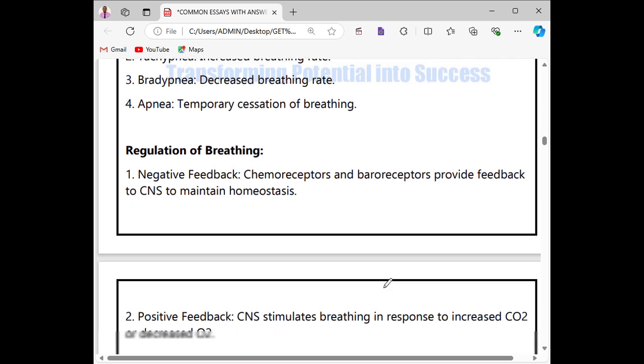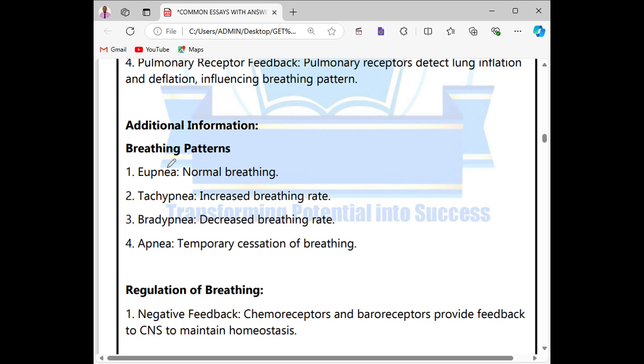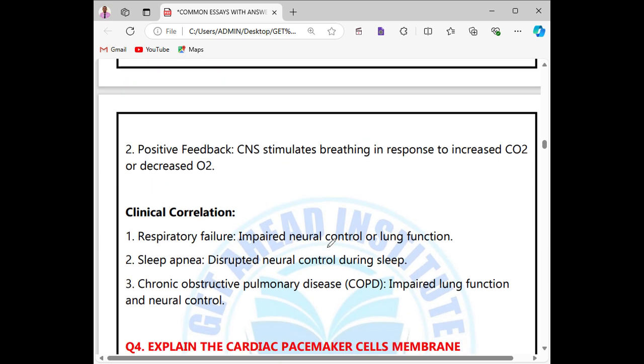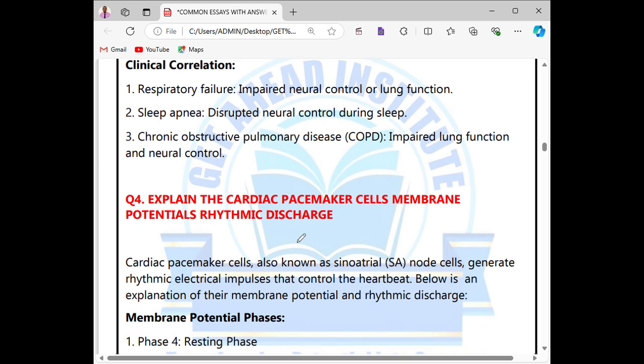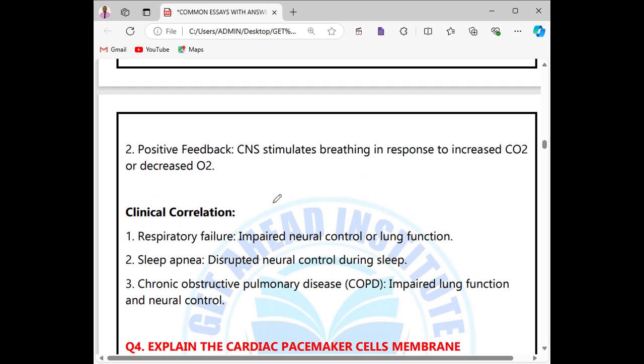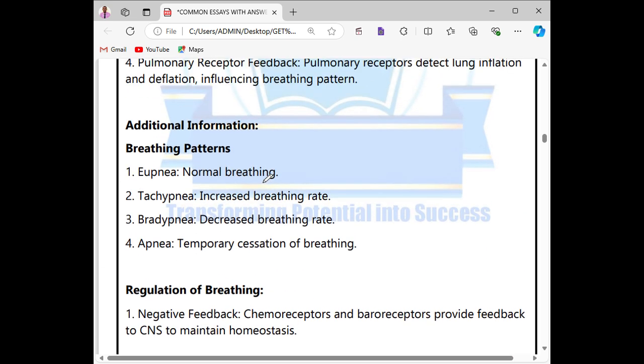All right, so I just included some of the things. You'll find them in the file as I will share the file. I've just included even clinical correlation. I'm not saying that these things need to be added.